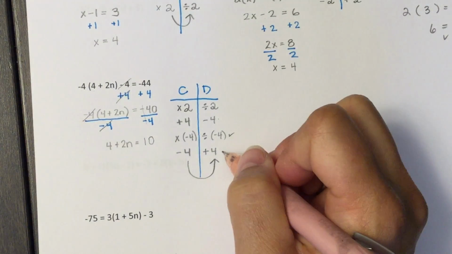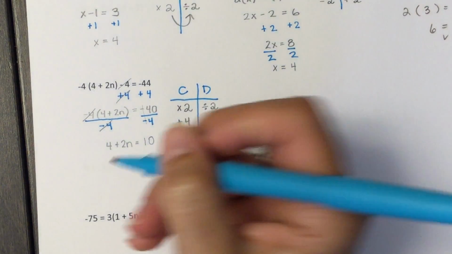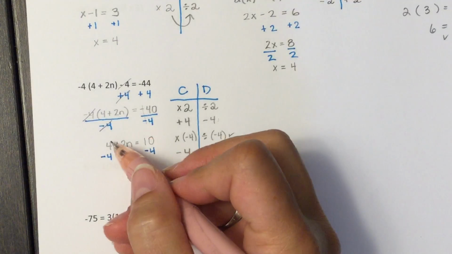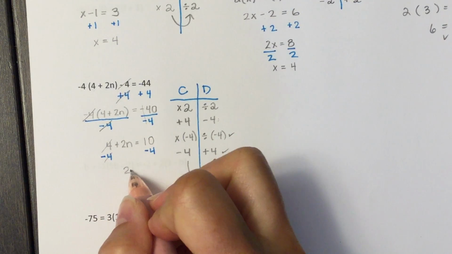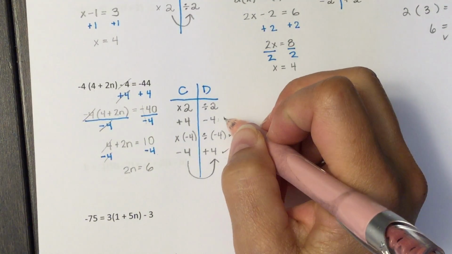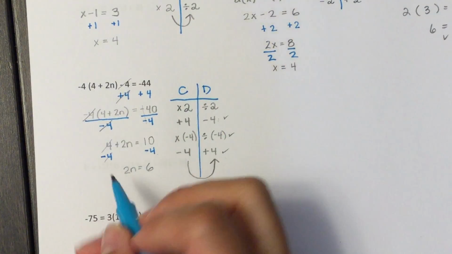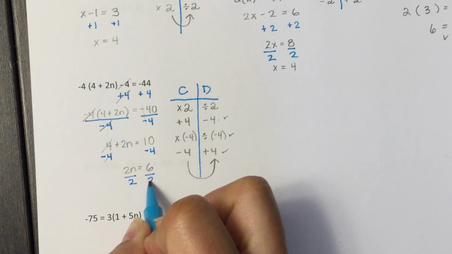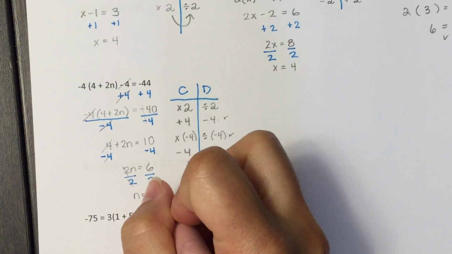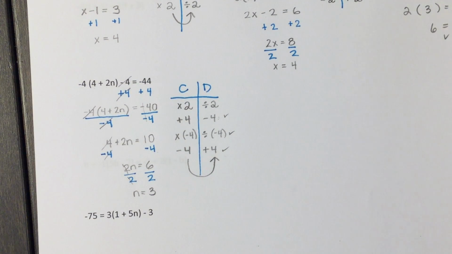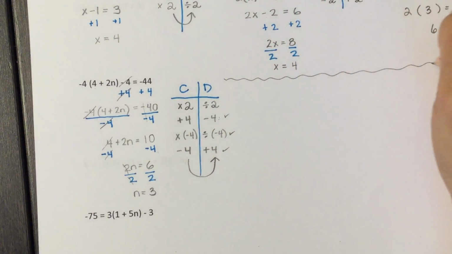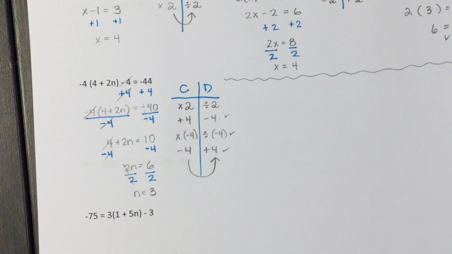So we've done these 2 steps. Next, we're going to subtract 4 from both sides. So this cancels out. On the left, I'm left with 2n equals 10 minus 4 is 6. Did that one. And then last, divide by 2. The 2's cancel out. I'm left with n equals 3. So like I said, you can decide which method you want to use. It's totally up to you.